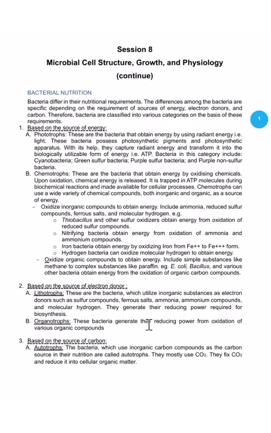So according to the electron donor, there is one group called lithotrophs. These are bacteria that utilize inorganic substances, the same inorganic substances that we mentioned based on the source of energy, which is sulfur compounds, ferrous salts, ammonia, ammonium compounds, and molecular hydrogen. So they reduce these compounds, okay, and at the same time there is an oxidation process.